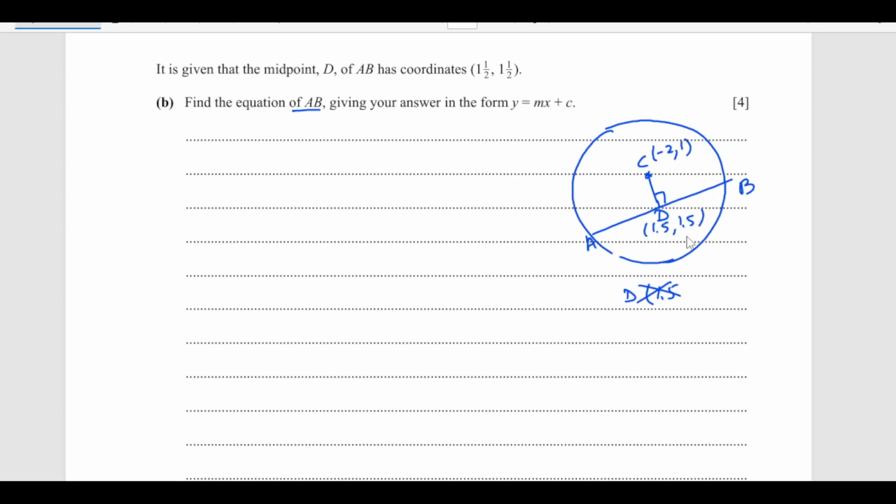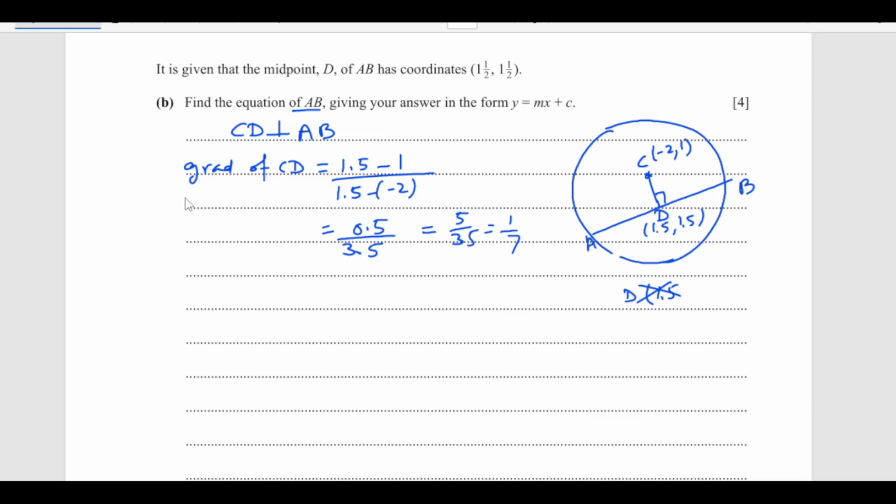Find the equation of AB. We are looking for the equation of AB. Now CD is perpendicular to AB, right. So first of all we will see the gradient of CD. What is the gradient of CD? We will use y2 minus y1 over x2 minus x1. So CD is 1.5 minus 1 over 1.5 minus 2. So this is 0.5 over 3.5, this is equal to 5 over 35, that is 1 over 7. So this is the gradient of CD.